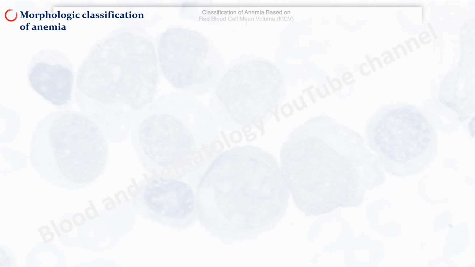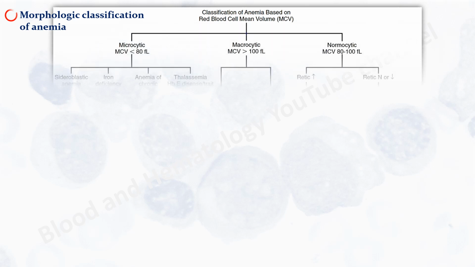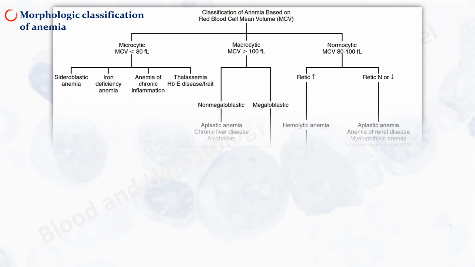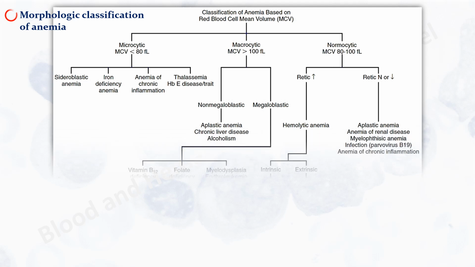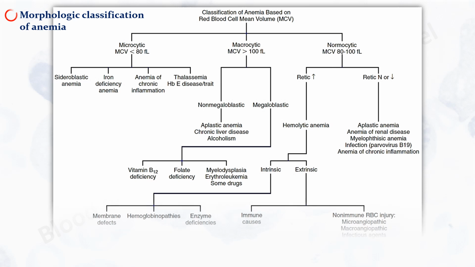The MCV is an important tool and is key in the morphologic classification of anemia. Microcytic anemia is characterized by an MCV of less than 80 femtoliters with small erythrocytes. Microcytic anemias are caused by conditions that result in reduced hemoglobin synthesis. Macrocytic anemia is characterized by an MCV greater than 100 femtoliters with large erythrocytes. Macrocytic anemias arise from conditions that result in megaloblastic or non-megaloblastic red cell development in the bone marrow.